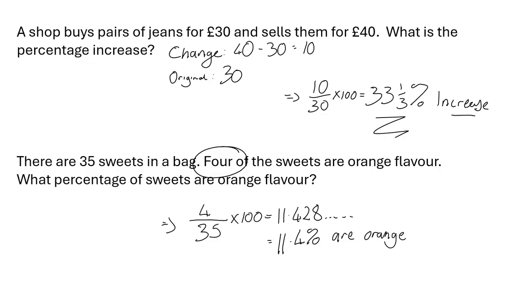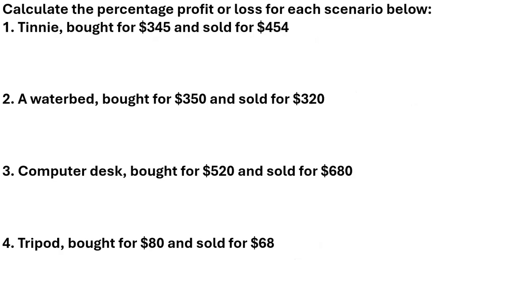Again, it's contextualizing the question. You've got to look at what the question's asking you. In this case, it wanted to know what percent of the sweeties were orange. So there you go, 11.4% are orange. That puts it back into the context. So there's a couple of examples to demonstrate. Now it's your turn. Here's 4. Pause the video and have a go at them. Come and check what you've done. See how we've got on.